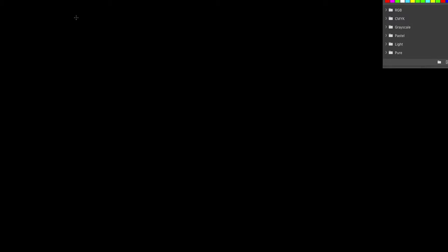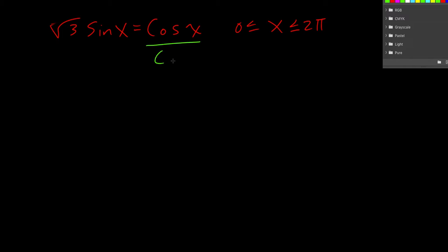So, all right, we have square root of 3 sine x equals cosine x, and we're going to do that for 1 rotation. Okay, so what we're going to do is we're basically going to create a tangent function. So sine over cosine is tangent. So we divide both sides by cosine.